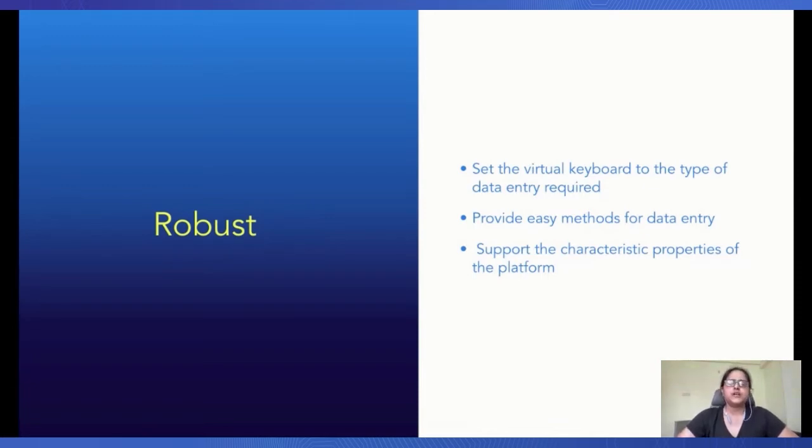So you can shorten it up by using radio buttons, checkboxes, and automatically find out the user's date or time, etc. And support the characteristic properties of the platform, allow zoom, larger fonts, captions. And most platforms have the ability to set large font size, but they do not wrap the text, causing a lot of horizontal scrolling.